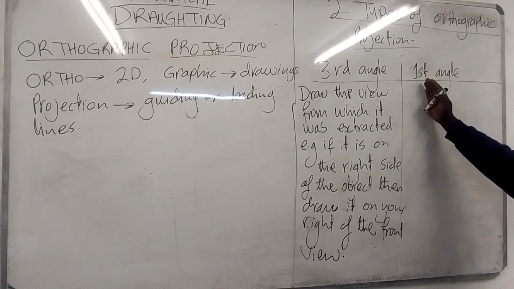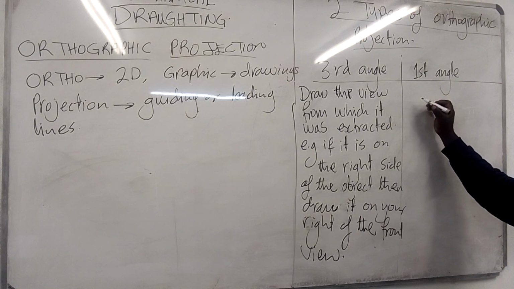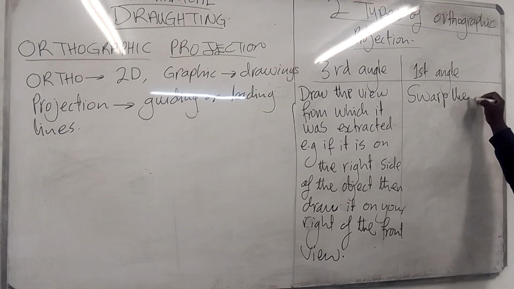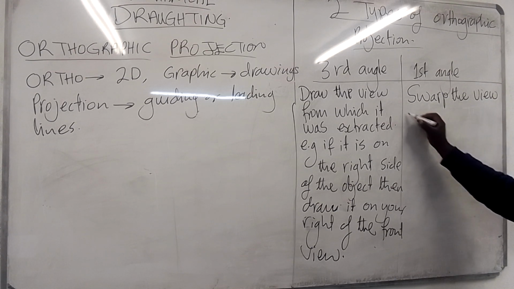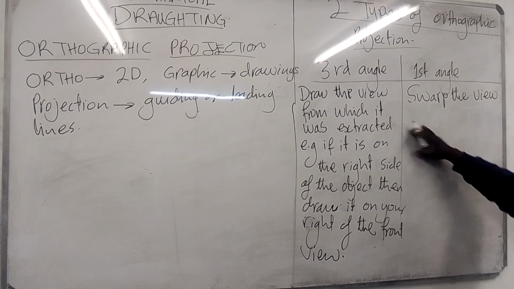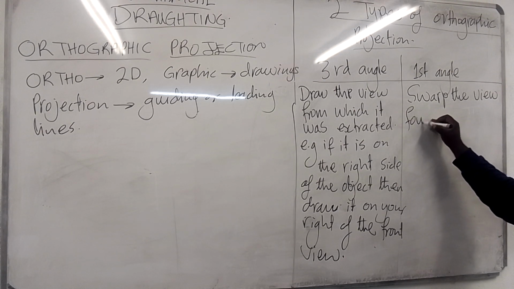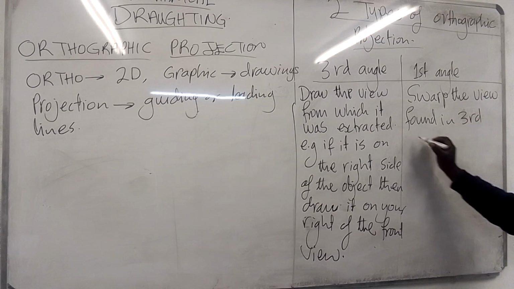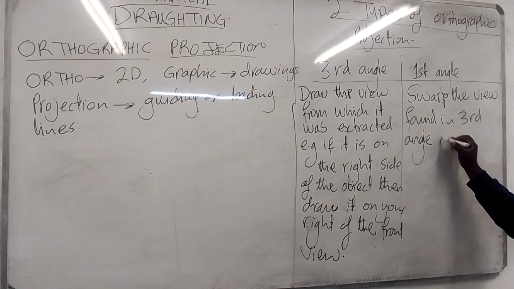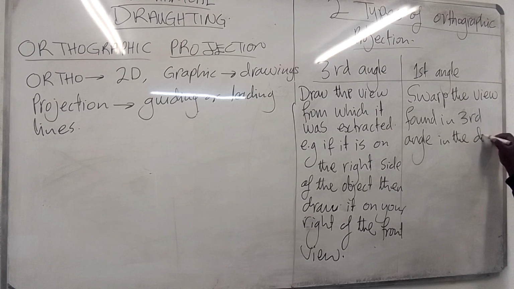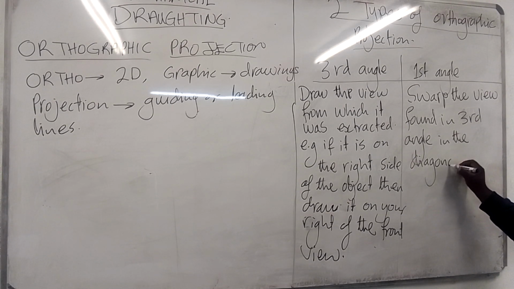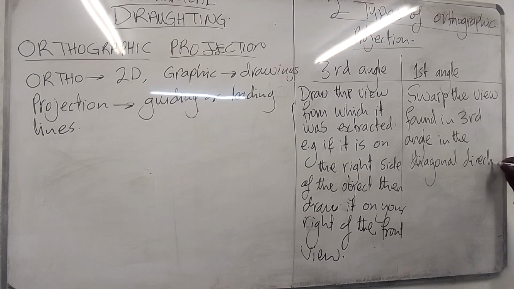When we come to first angle projection, what does it mean? Swap the views found in third angle in the diagonal direction. So what does it mean?